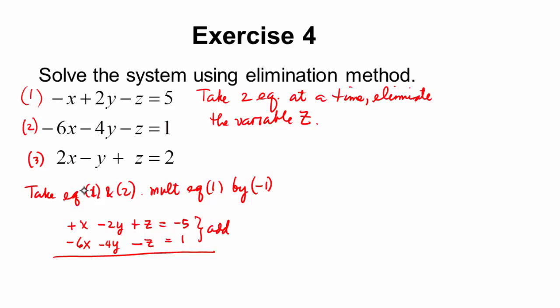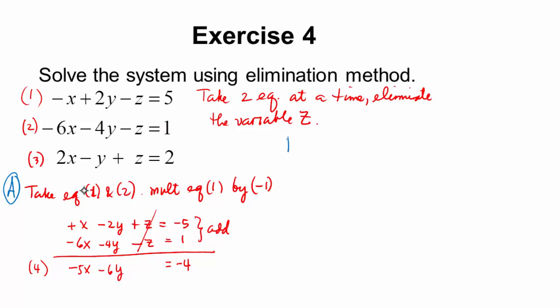And when we add, look what happens. This cancels out the z. So you're going to get -5x minus 6y is equal to what? -4. So let's call this equation 4. Alright? Now next, what's the next thing we need to do? So far this is what we've done.